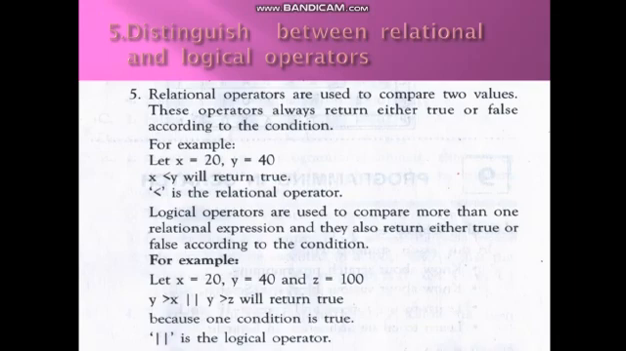Example, x is equal to 20, y is equal to 40. Here, we are checking the condition x less than y, which will return true. And this less than is the relational operator.